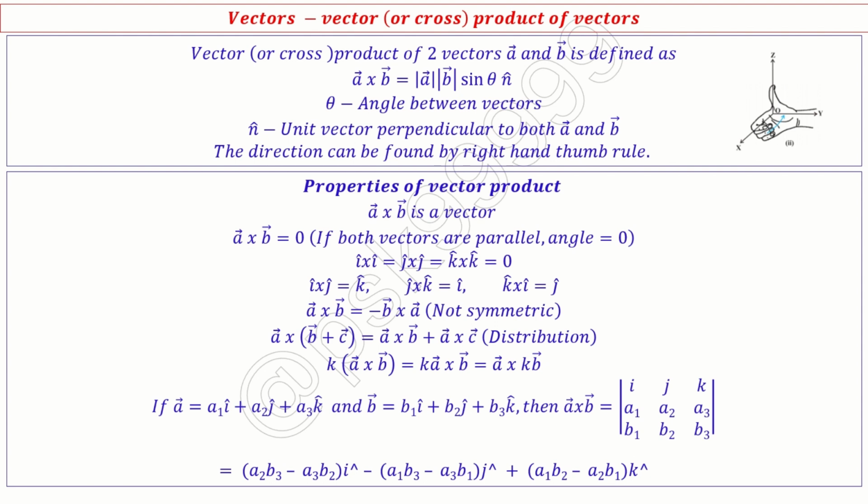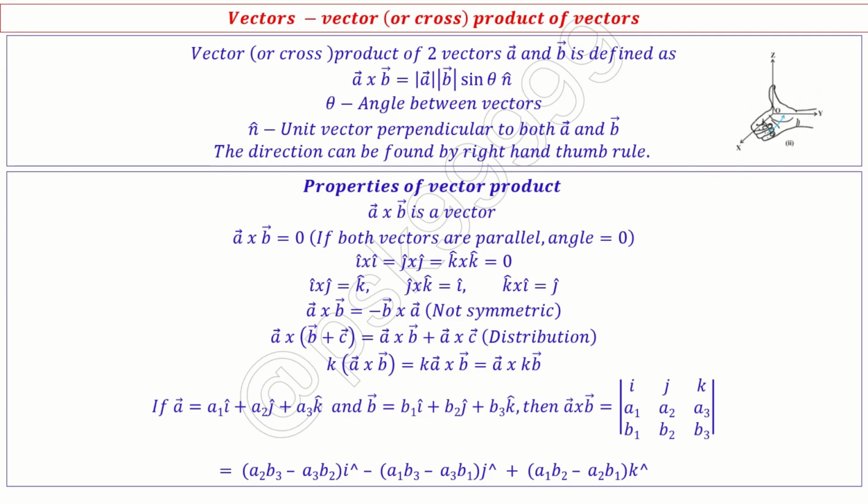Unlike a scalar product where you get a scalar, here you get a vector and the direction is n hat, which is perpendicular to both vector A and vector B. Vector A cross vector B equals 0 if both vectors are parallel, that is, the angle between them is 0. So sin theta will become sin 0, which is 0. So it will become 0.